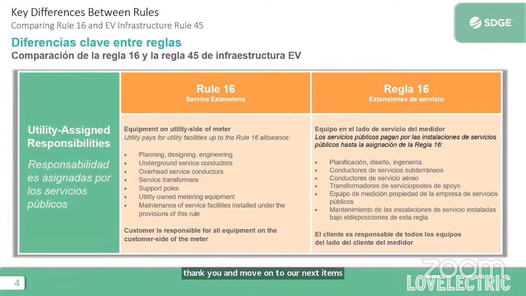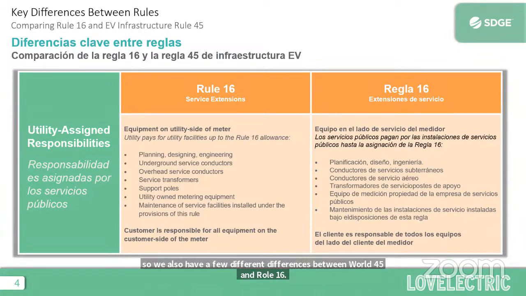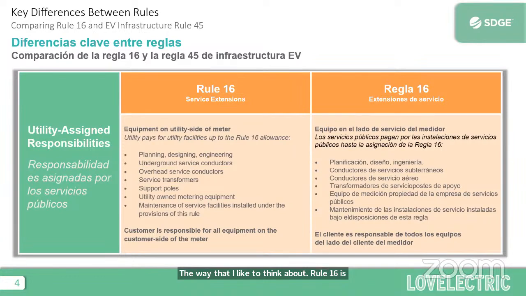And so we also have a few differences between Rule 45 and Rule 16. The way that I like to think about it is that Rule 16 is a service extension. So you already have electrical service, and we pay for a specific allowance to install all of the equipment on the utility side of the meter. For Rule 45, once again, we will pay for all of the utility side infrastructure, but that's specifically for electric vehicles.